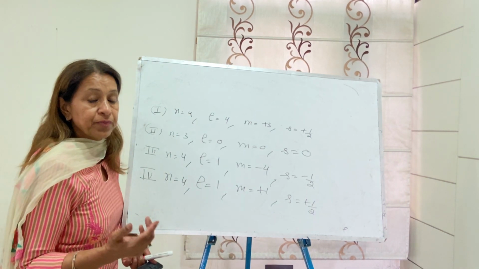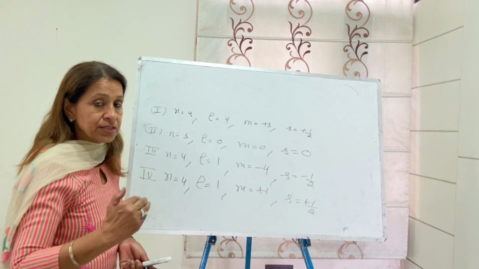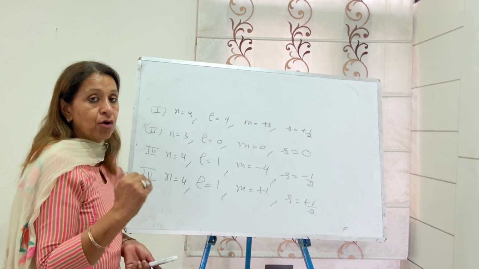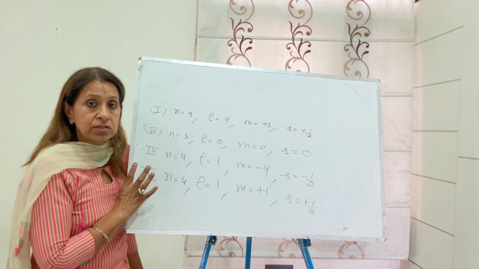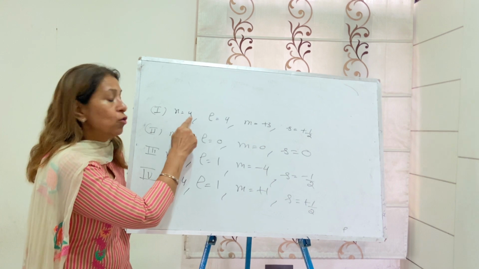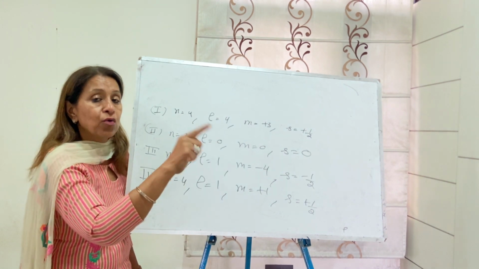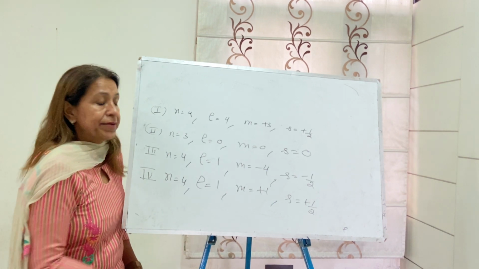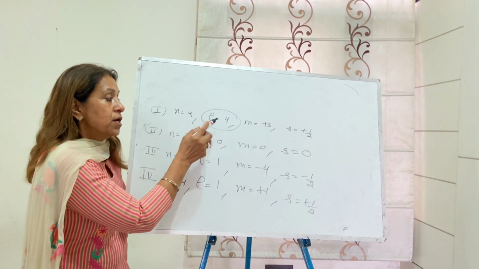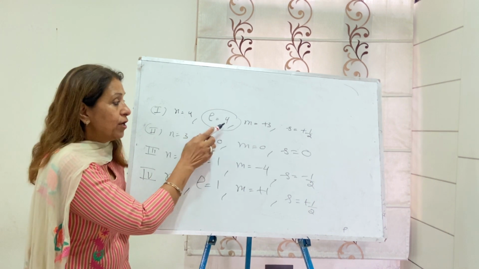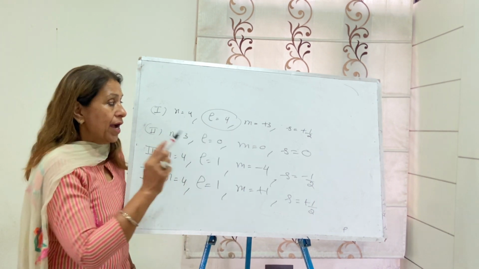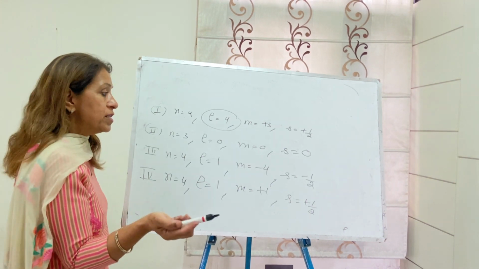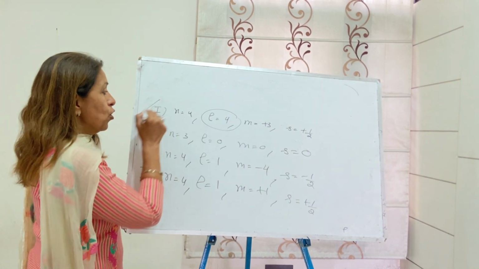The question is, which quantum number set is right and which is wrong? Always remember students, whatever the value of n, no other quantum number has the same value as that of n. The first set is wrong because l is equal to n. l can never be equal to or greater than the value of n. Very simple answer. So this is wrong.